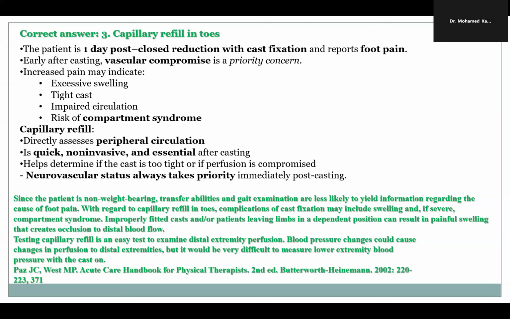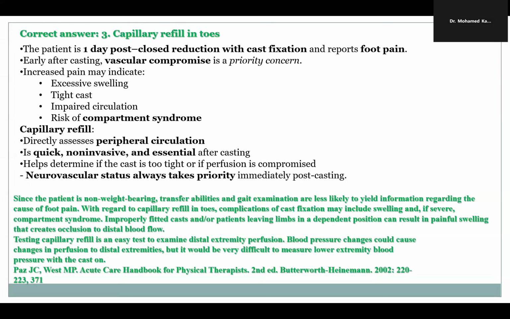It is mainly concerned with the arterial side, and helps determine if the cast is too tight or if the perfusion is compromised. That means there is not enough blood supply going distally. So neurovascular status is always a priority, because if there is a compression on the blood supply and it is not resolved, what will happen?